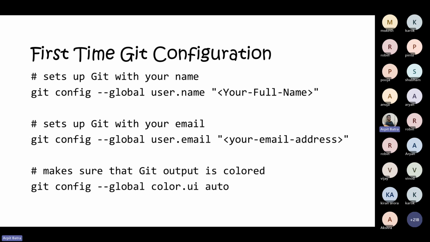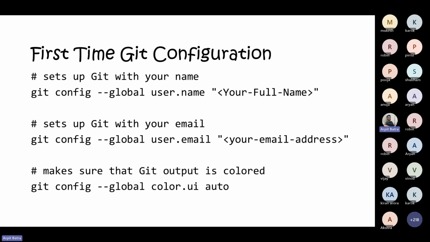Then we have git pull. It helps to fetch changes from the remote repository and merges them into the current branch. Then we have git push. It pushes local changes to the remote repository. Another one is git checkout branch. It switches to a different branch. Then we have git merge branch. It helps to merge another branch into the current branch. Git log shows a history of commits.